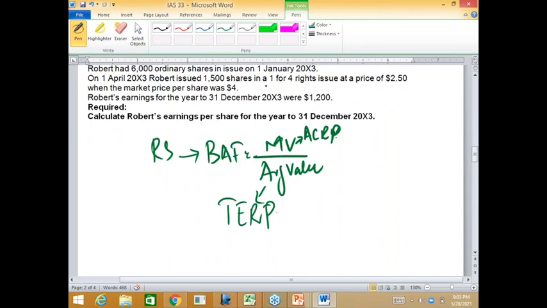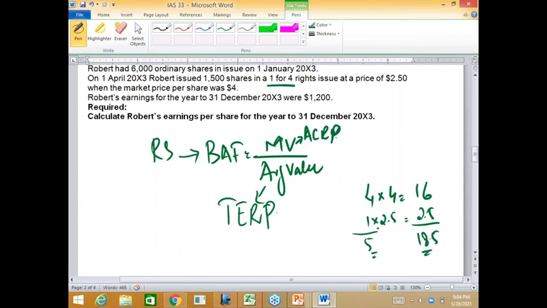Now, the company has issued one rights share for every 4 shares held. So previously, if you have got 4 shares, you will get one rights share. And you have got 4 shares at a market value of 4, so the value will be 16. And you have got one rights share at a value of 2.5. So finally, you have got 5 shares at a price of 18.5.